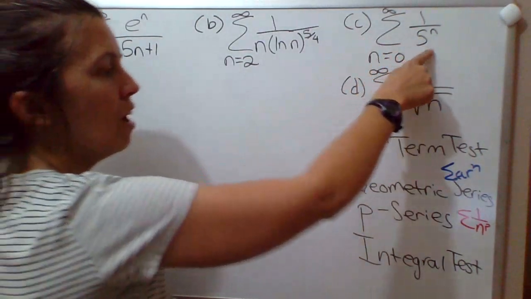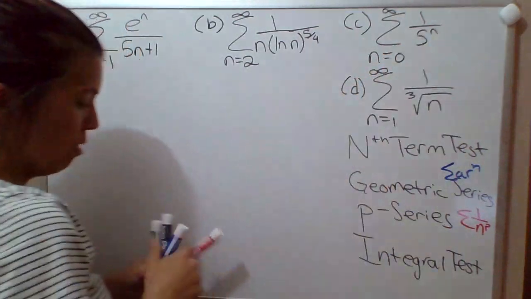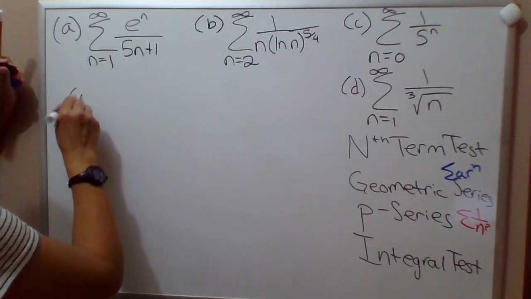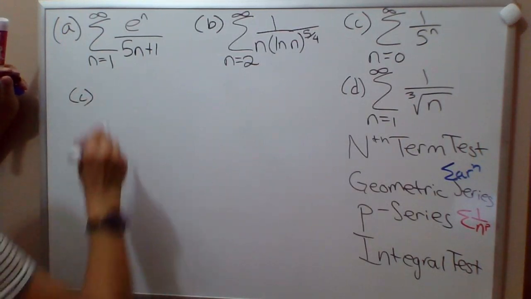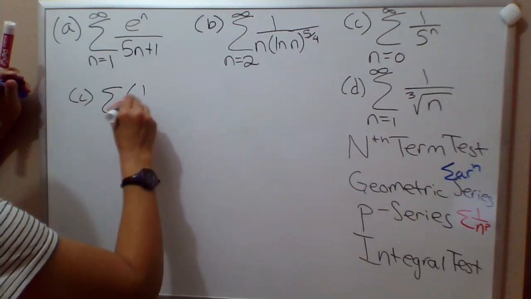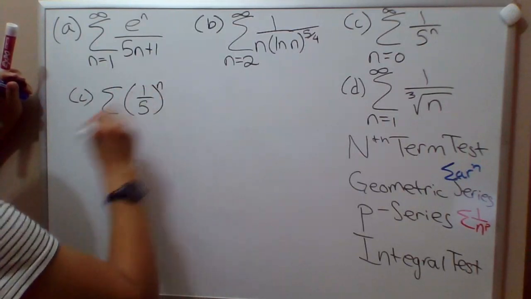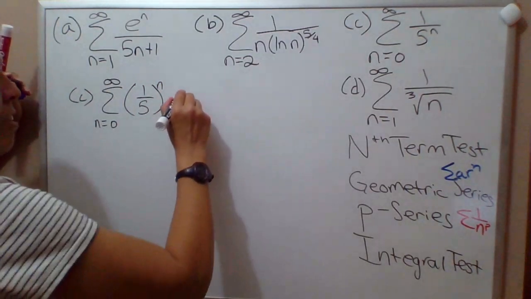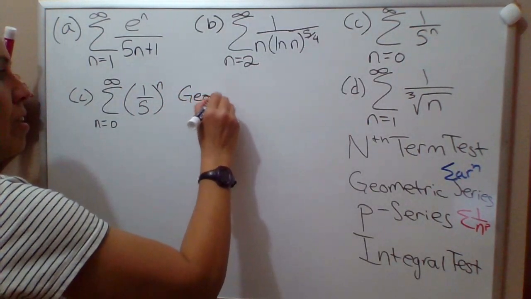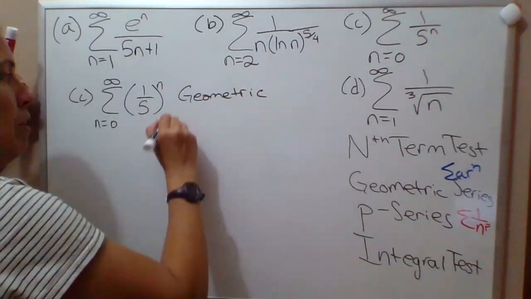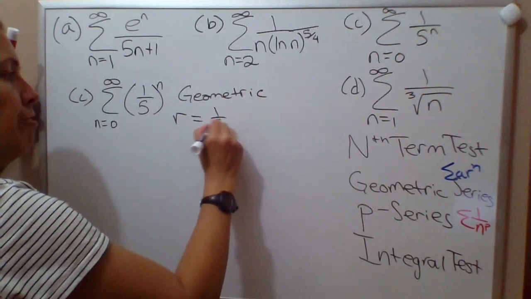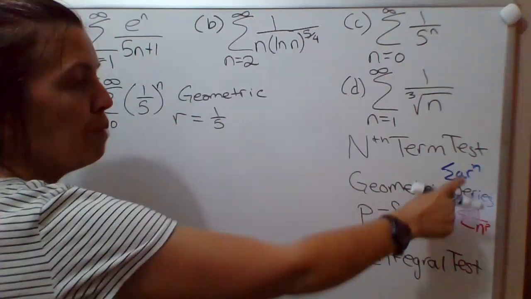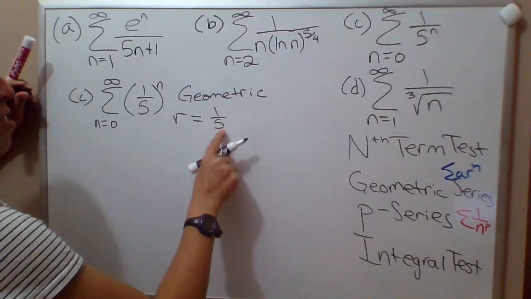C, notice you have a constant base with n in the exponent. So the series that I wrote there as series C could be written in the form sum from 0 to infinity of 1 over 5 to the n. So this is a geometric series with a common ratio r equal to 1/5. The r is always the base of the exponent. This is a r to the n. R is the base that's raised to the n power. So in this case, r is 1/5.